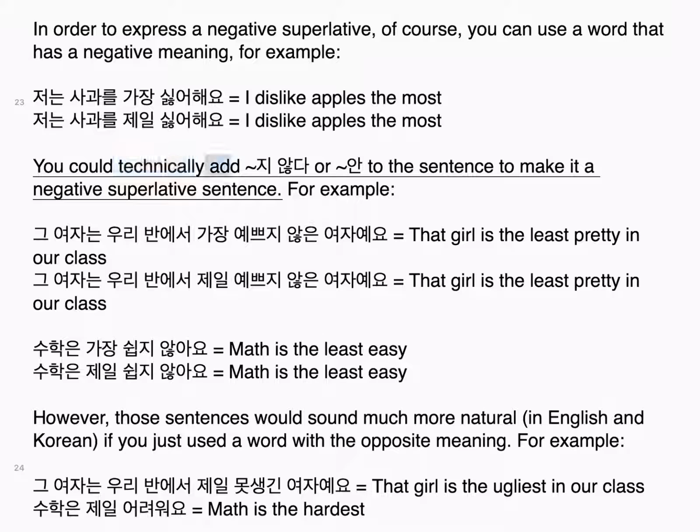You could technically add 지 않다 or 안 to the sentence to make it a negative superlative sentence. For example, 그 여자는 우리 반에서 가장 예쁘지 않은 여자예요. That girl is the least pretty in our class. 그 여자는 우리 반에서 제일 예쁘지 않은 여자예요. That girl is the least pretty in our class. 수학은 가장 쉽지 않아요. Math is the least easy. 수학은 제일 쉽지 않아요. Math is the least easy.